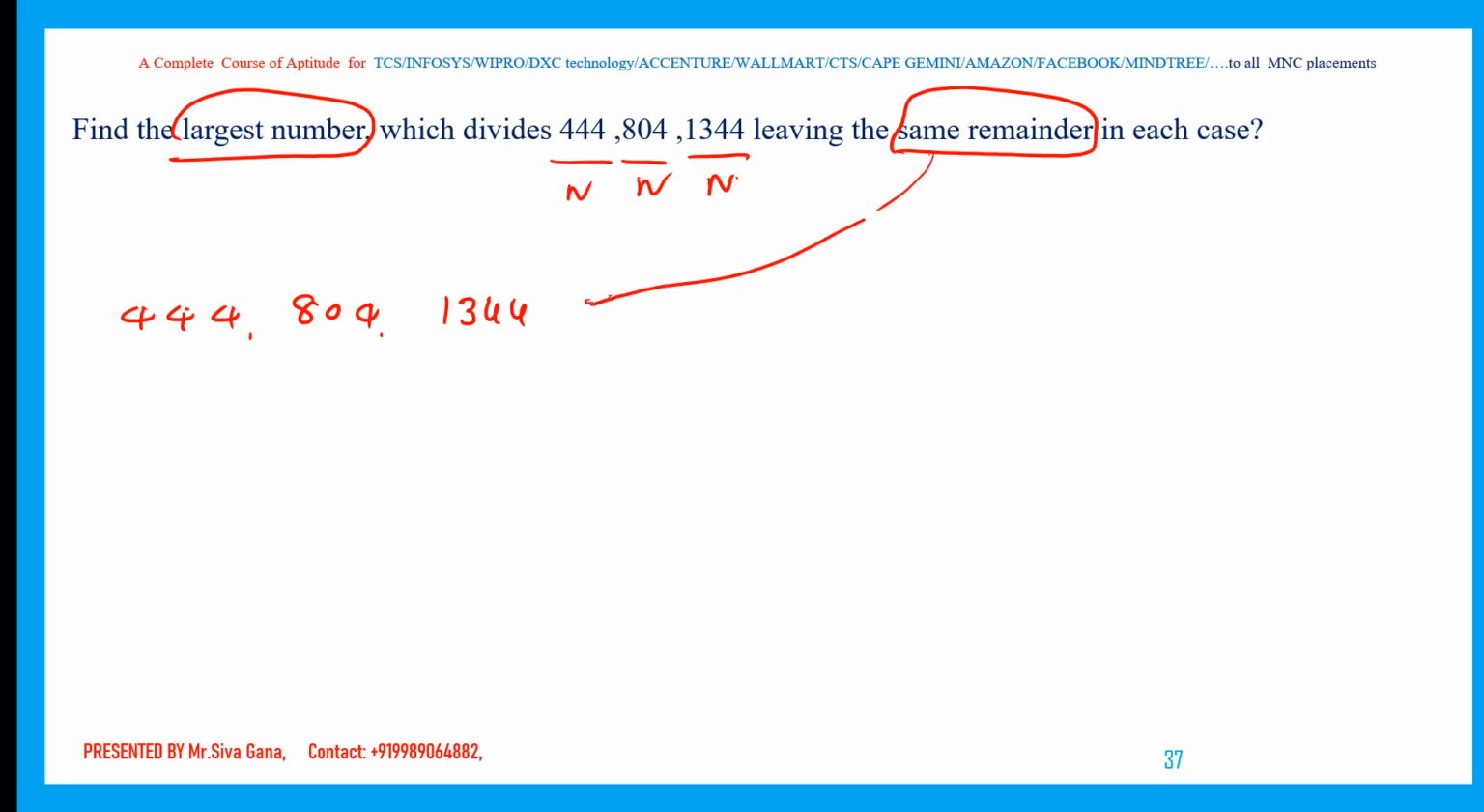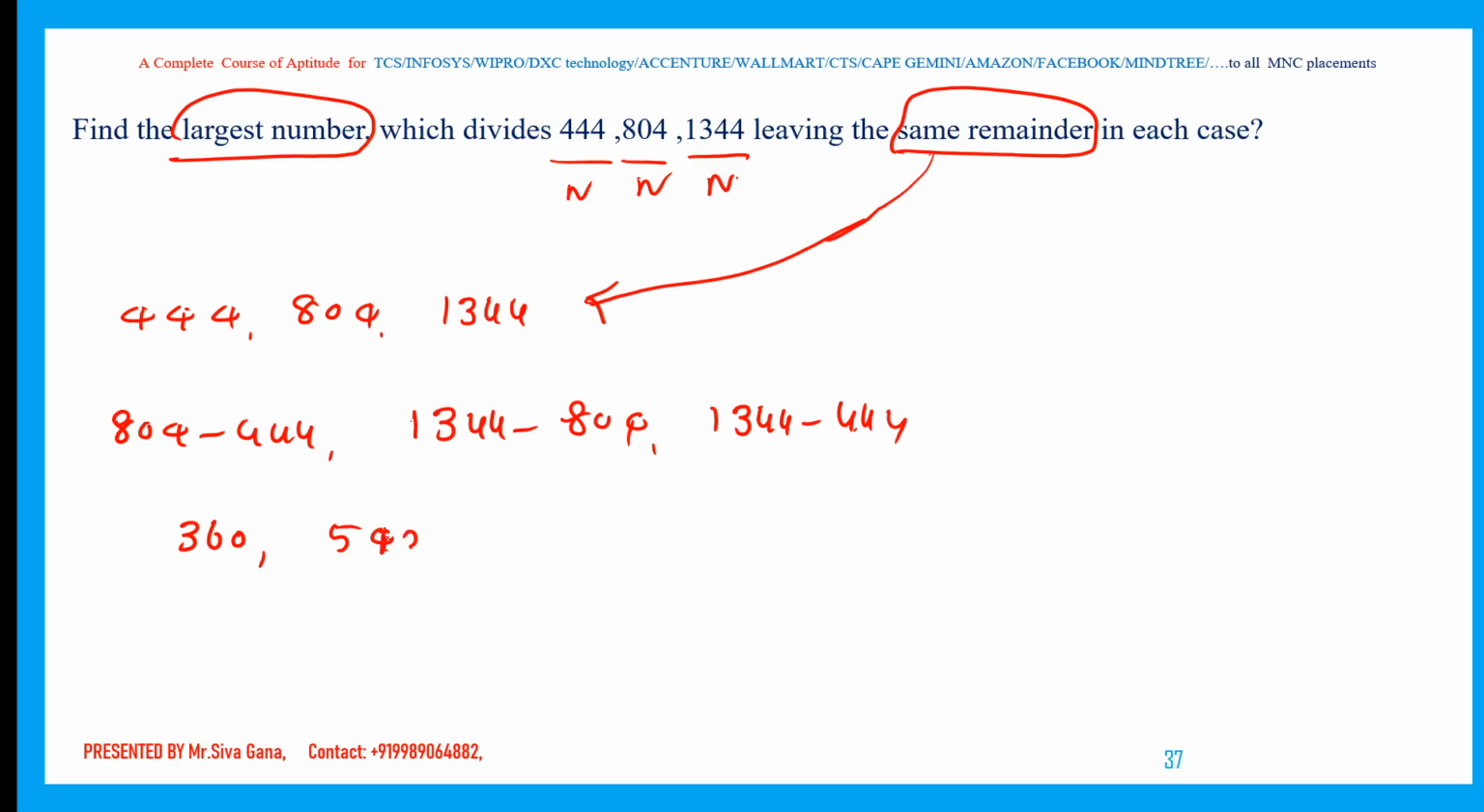For these types of questions, what is the process? First, 804 minus 444 is 360. Next, 1344 minus 804 is 540. And 1344 minus 444 is 900. Taking these differences, calculate the HCF, since we need the largest number. The HCF of these three numbers is 180. So the answer we are looking for is also 180.